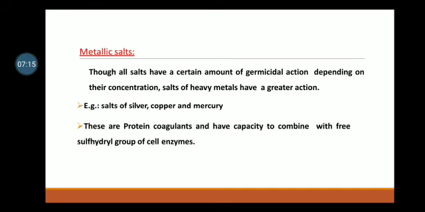Metallic salts. Though all salts have a certain amount of germicidal action depending on their concentration, salts of heavy metals have a greater action. For example, salts of silver, copper, and mercury. These are protein coagulants and have capacity to combine with free sulfhydryl groups of cell enzymes.